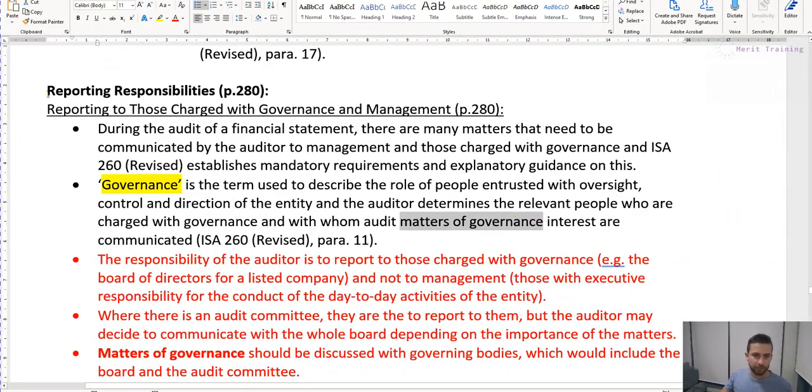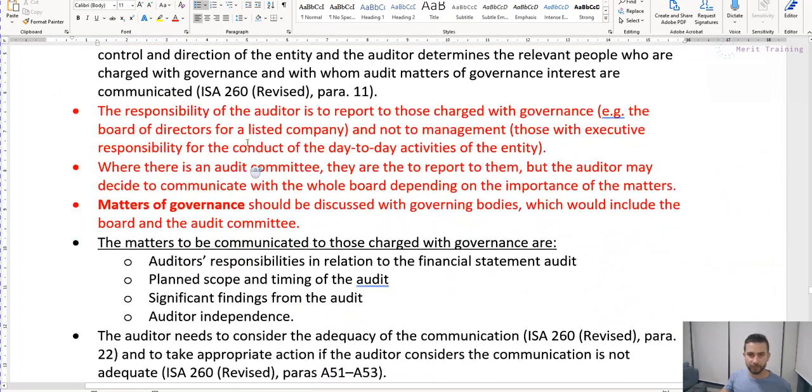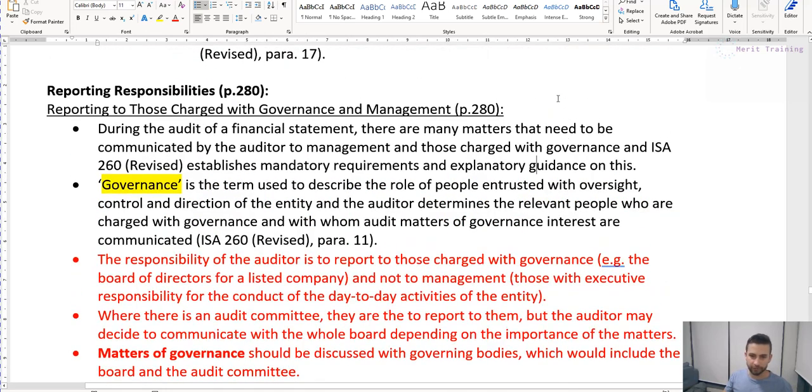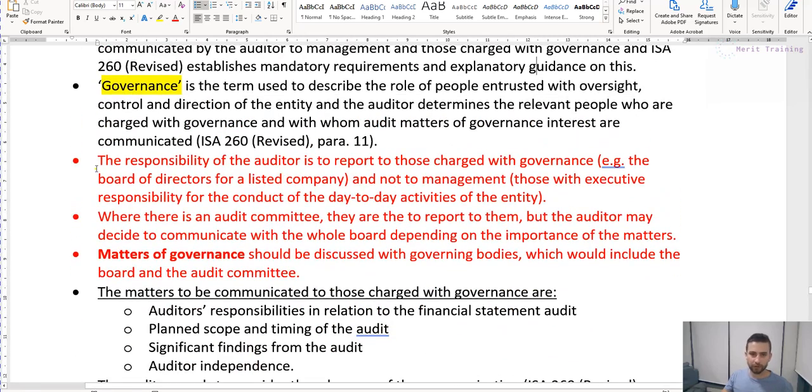So it's talking about the section in reporting responsibilities, page 280, reporting to those charged with governance and management. So basically it says, during the audit of the financial statements, there's a number of matters that need to be communicated, whether it's a particular control deficiency that needs to be addressed, or maybe they're concerned about fraud, or maybe they found a misstatement, they just want to discuss it with the board, or maybe it's about the capability of a certain team member, whether it's the CFO or the finance director or whoever it is. So the responsibility of the auditor, I'm just reading the important text, the red one, is to report to those charged with governance, e.g. the board of directors for a listed company, and not to management, i.e. those with executive responsibility for the conduct of the day-to-day activities of the entity, right?